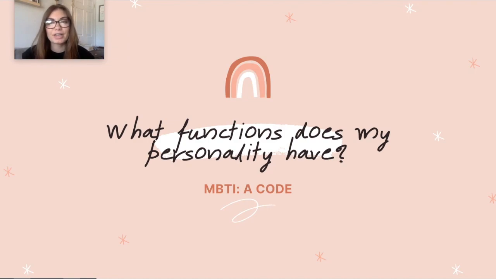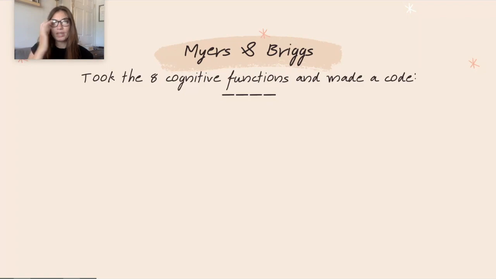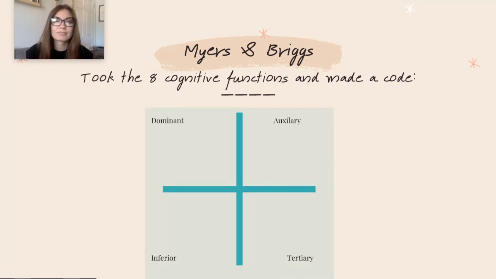So you might be asking, okay, so I see introvert, extrovert, and S, N, T, F. Where does the J, P come into play? I didn't see anything about that. So basically what it comes down to is it's just a code. Myers-Briggs took the 8 cognitive functions and they made a 4-letter code so that it would be faster to say, basically, the name of your personality.